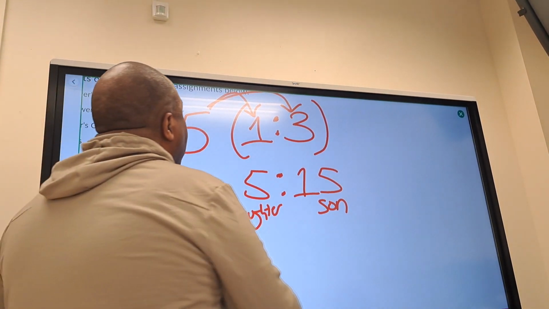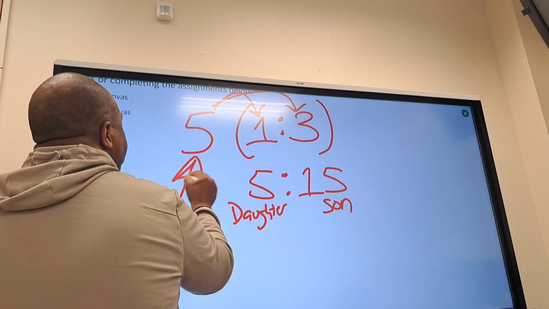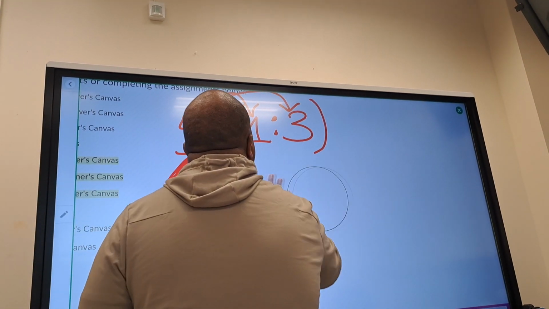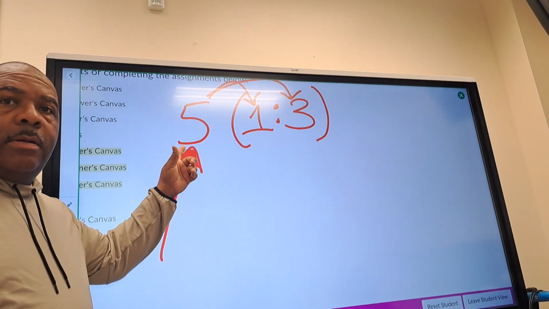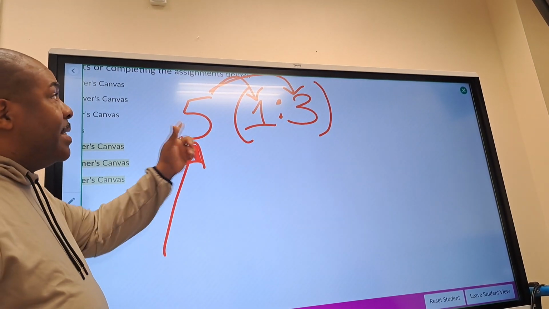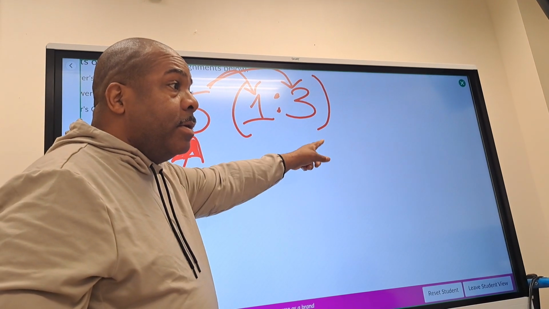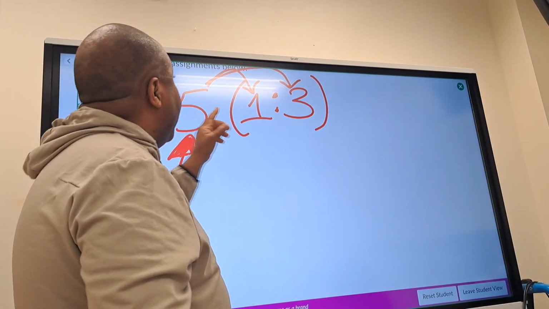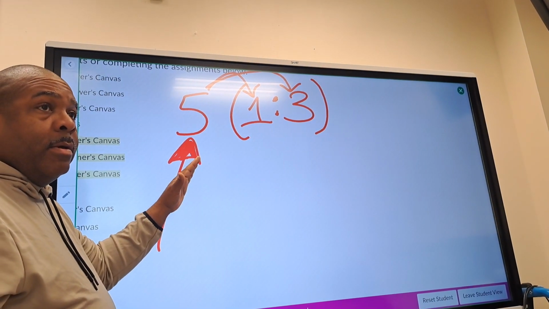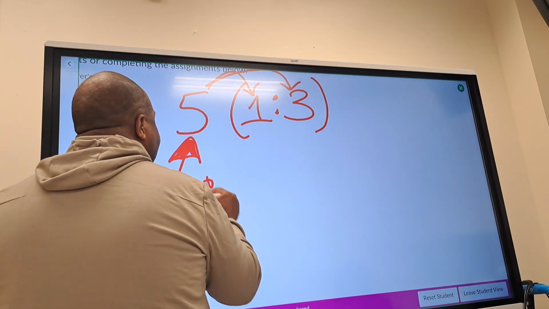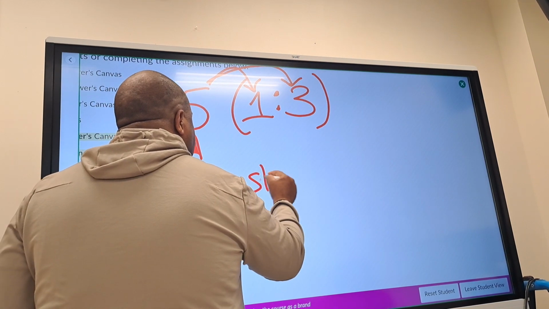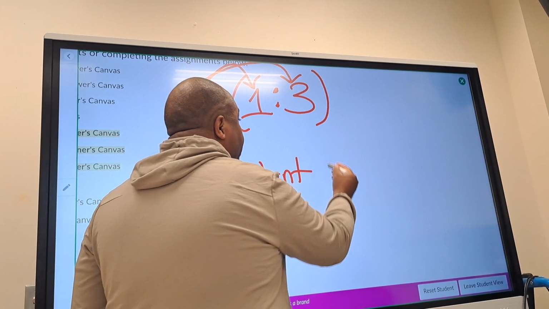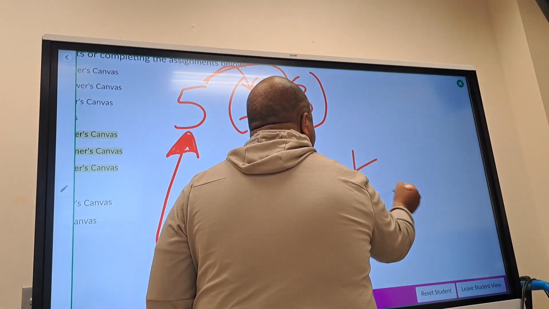What we call this number right here, we're going to call this number right here the constant. It's the number that stayed the same. These numbers changed, right? This changed to 5, that changed to 15. This stayed the same. This is what we call the constant. In algebra, we use the letter K for constant.